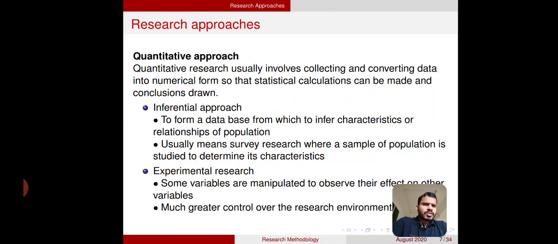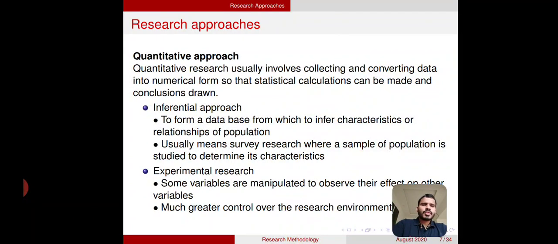Quantitative research usually involves collecting and converting data into numerical form so that statistical calculations can be made and conclusions drawn. So here the very important thing is the quantity. In this type of quantitative research there are three kinds. One is called the inferential approach, the second is experimental, and I will explain what is meant by inferential.